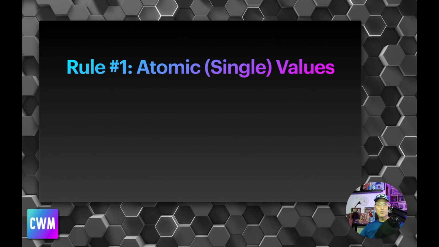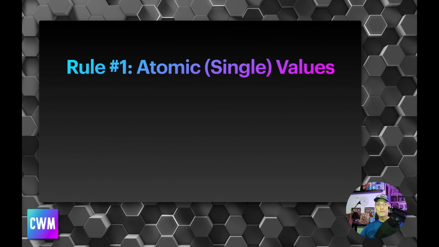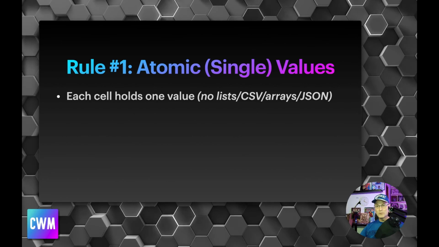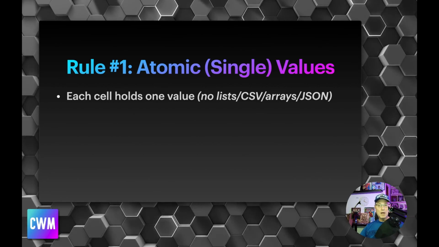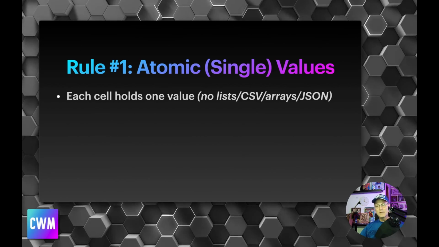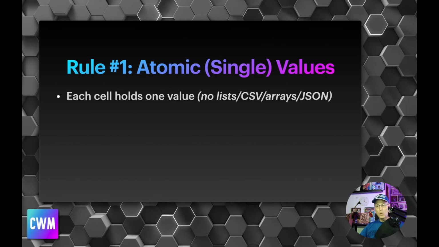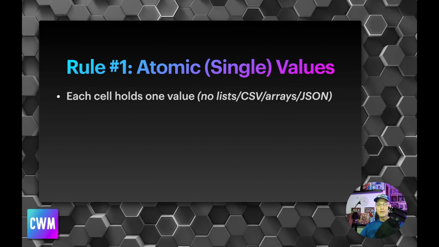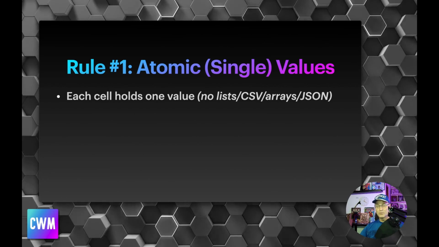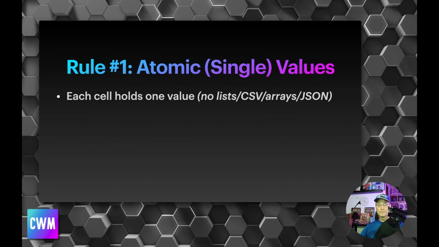Let's look at the first rule of first normal form, atomic single values. If you catch yourself stuffing multiple values into a single cell, split them up into multiple rows, often into a child table. You see, each cell should only hold one value. They shouldn't have things like lists, comma-separated values, or even JSON in it.